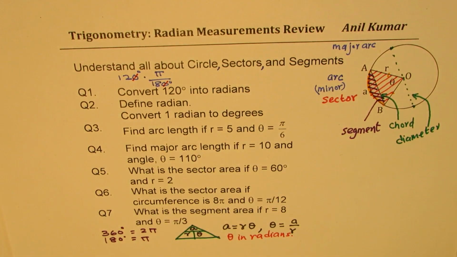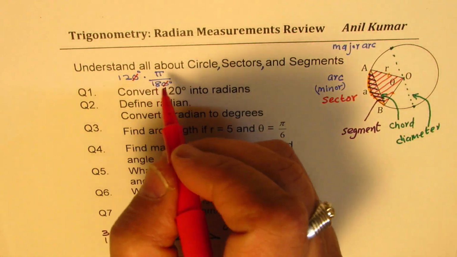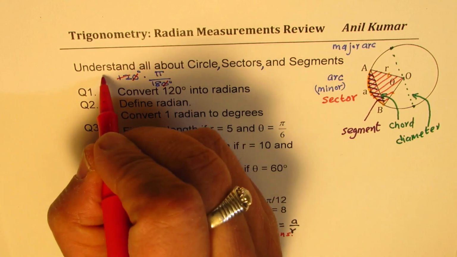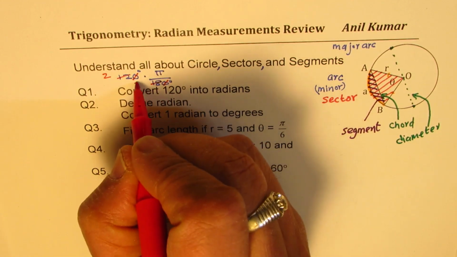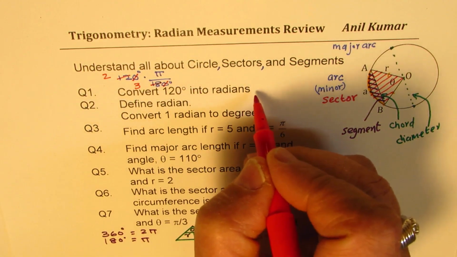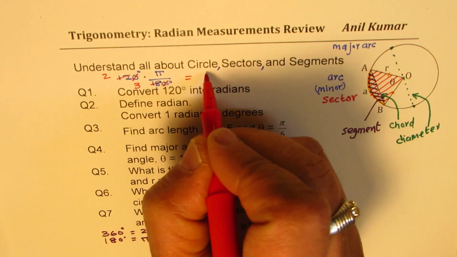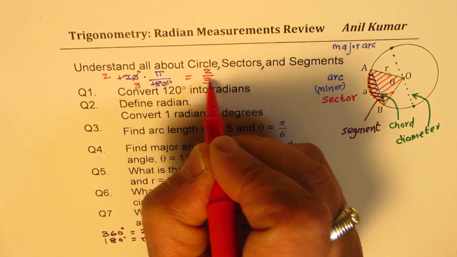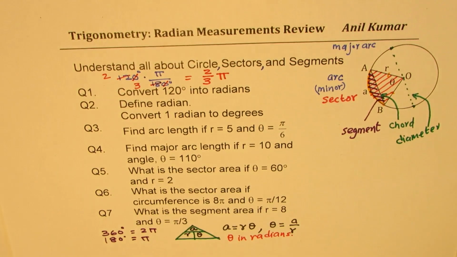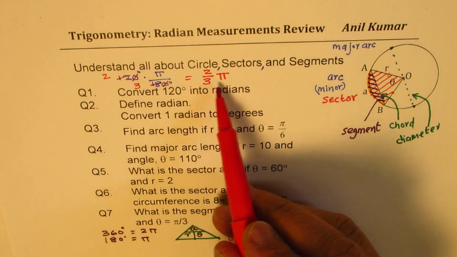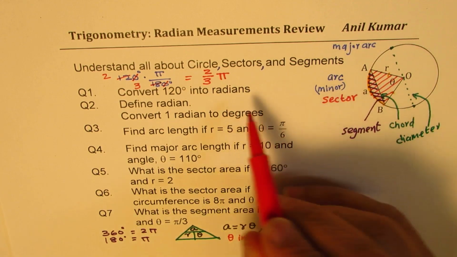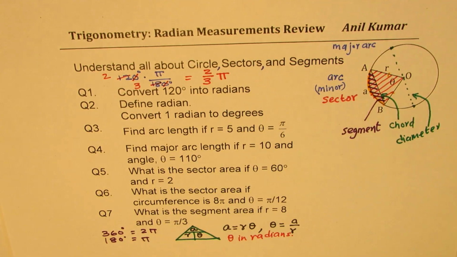Now that is cancelled and you can divide by 6. So if you do that, 6 times 2 and 6 times 3, so we get this as equal to, let me write here itself, 2 over 3 pi. So 120 degrees is 2/3 of a pi. Pi is like half, right? Half the circle. 2 pi is full circle.